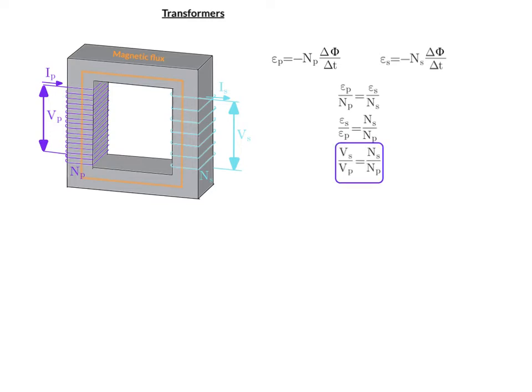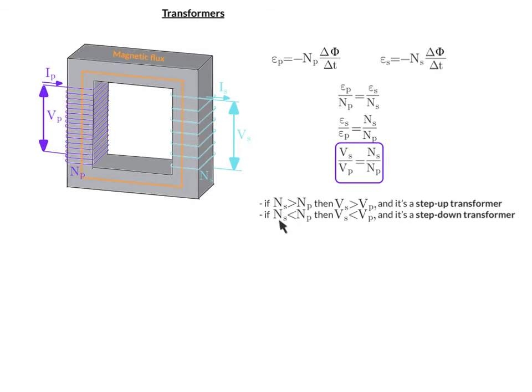Now, since we can neglect the resistance in the coils, then we can say that the terminal voltage in the secondary divided by the terminal voltage in the primary is number of turns in the secondary divided by the number of turns in the primary. So based on that, if the number of turns in the secondary is larger than the number of turns in the primary, so if we have more turns here, then the voltage in the secondary will be higher than the voltage in the primary, and we'll call it a step-up transformer.